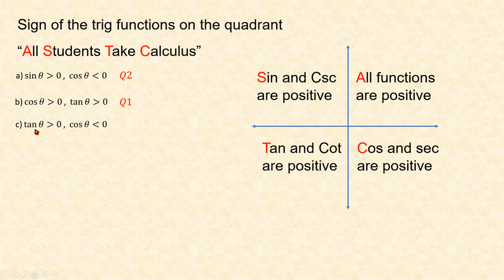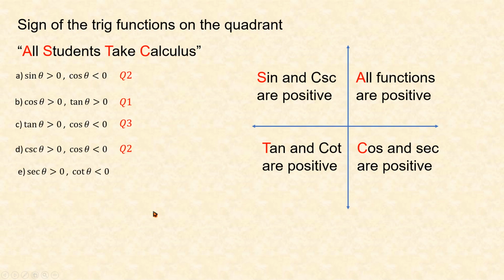Now tangent is positive and cosine is negative. Tangent is positive in 1 and 3, all and tan. But cosine is negative, so cosine is negative in 2 and 3. So what they share is quadrant 3. Next, cosecant is positive in 2 and 1, just like sine. And then cosine is negative, which is in 2 and 3. So the one that is both is quadrant 2.